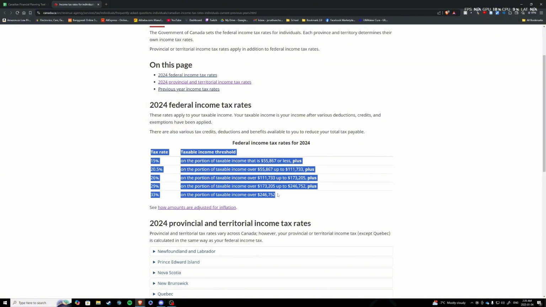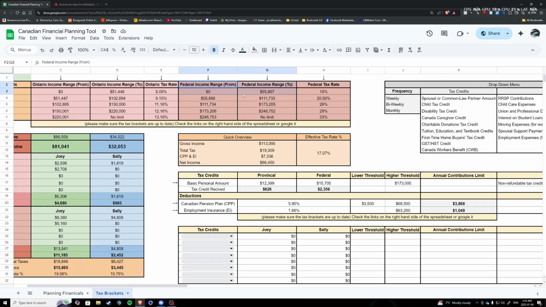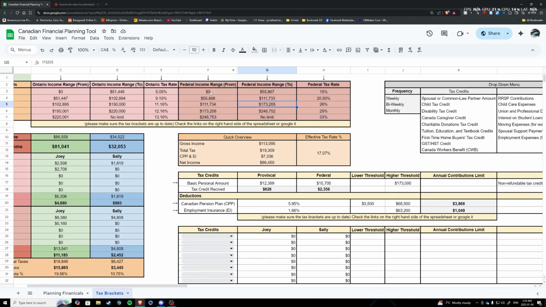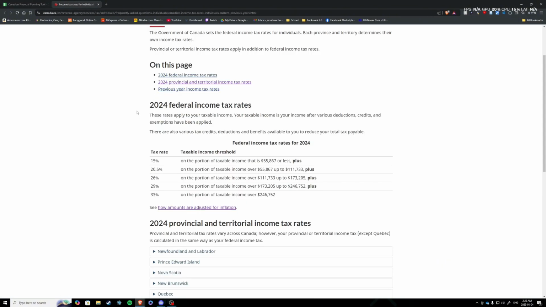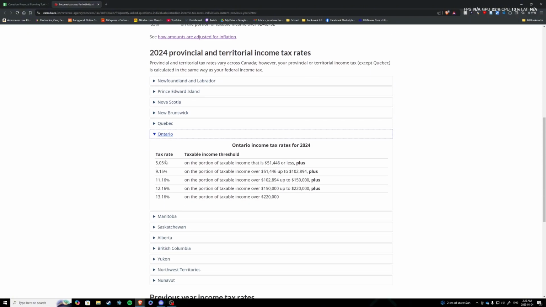So you basically just take this information and put it right here. For the federal, it's 15% between 0 and 55K. Just fill in the information or update it whenever you need to. So that's for federal, and now you want to scroll down a little bit to find the 2024 provincial, or whatever year you're using, to be more accurate.